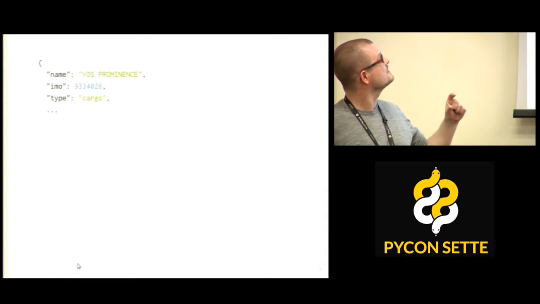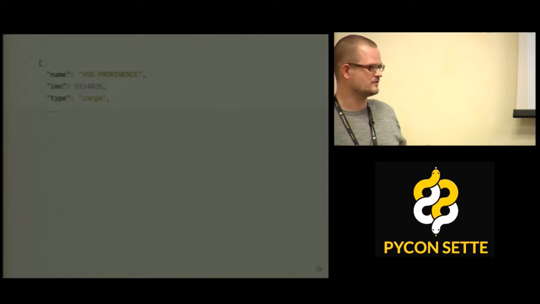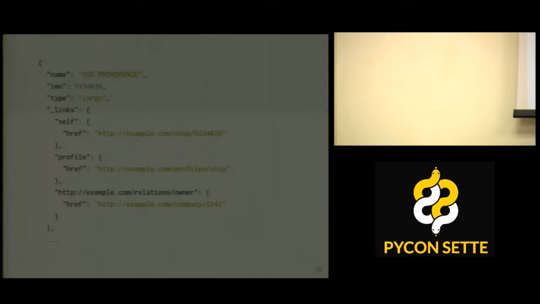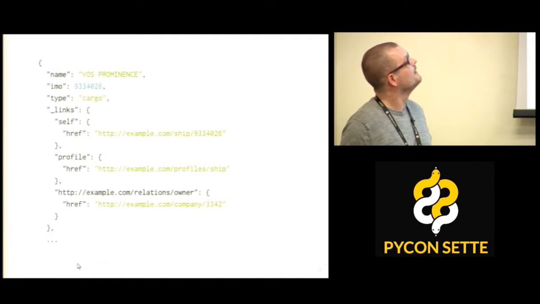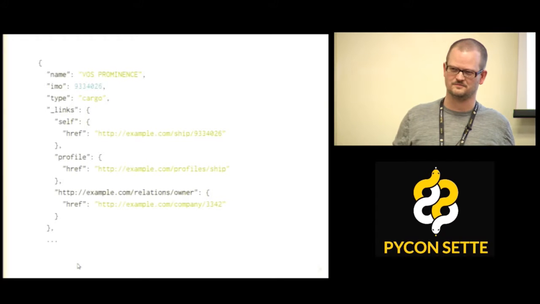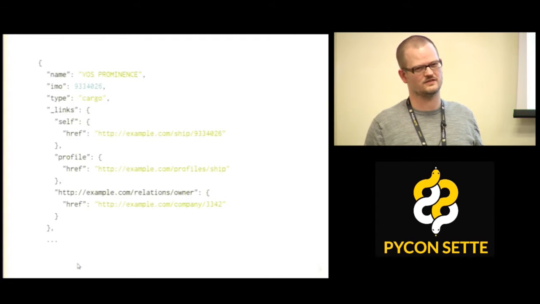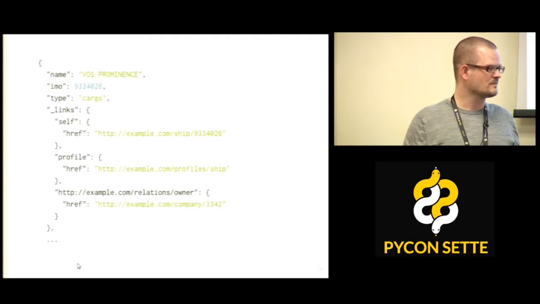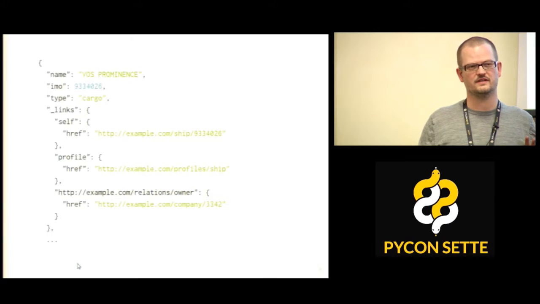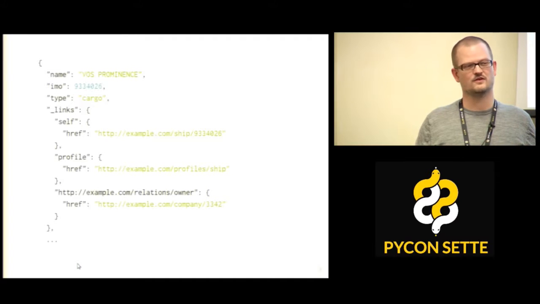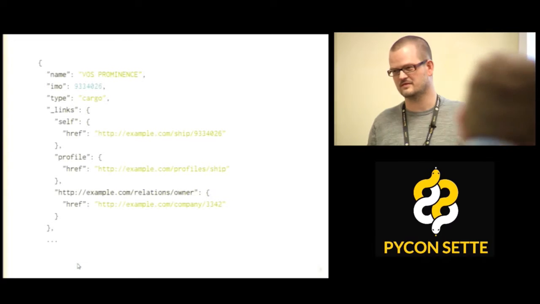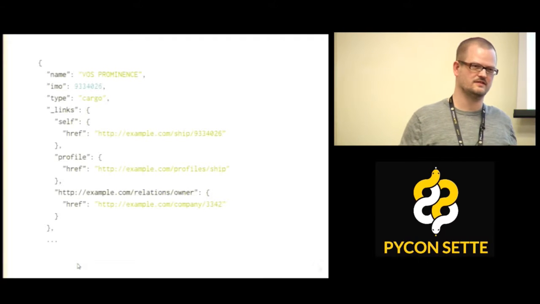So this is the properties, just the name, the data of the ship. So then we add links. And we add links in HAL just by adding a property with a reserved name, _links. And you see here that it adds 3 links to this. The first is the self link, which is just the identifier of the resource itself, so you know where to find it. The second is the profile, we already talked about.